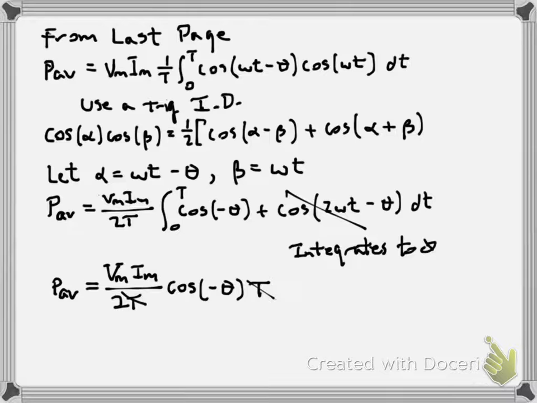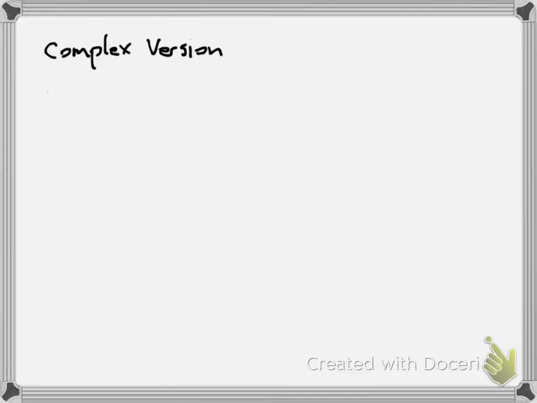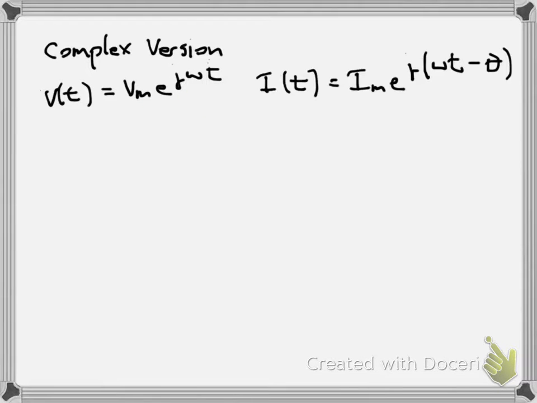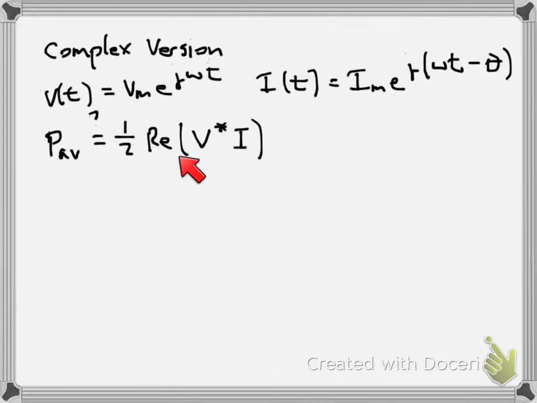So now the game is going to be to try to use the complex expressions for current and for voltage and show that we get the same result. So in the complex version, we let V become V maximum e to the j omega t, and we let I of t equal Im e to the j omega t minus theta. Those are the complex analogs. Now the claim is that the average power will be given by 1/2 the real part of V complex conjugate times I.